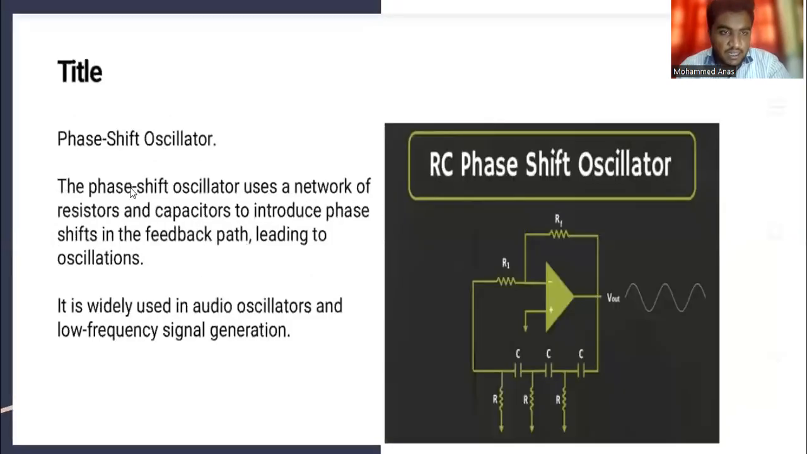Phase shift oscillator. The phase shift oscillator uses a network of resistors and capacitors to introduce phase shift in the feedback path, leading to oscillation. It is widely used in audio oscillators and low frequency signal generation. This is the RC phase shift oscillator.